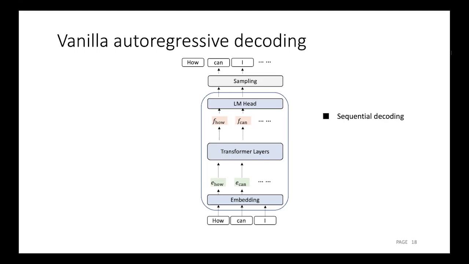But you can imagine that this is pretty slow because we are doing everything in a sequential way, one after another. Every time we need to go through the whole neural network, the whole large language model, to do the inference. So this is quite time consuming.